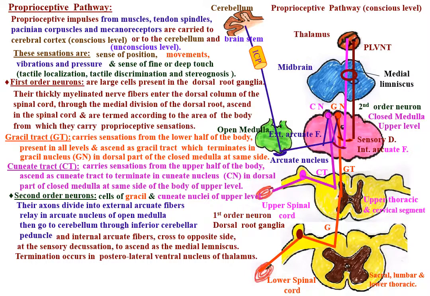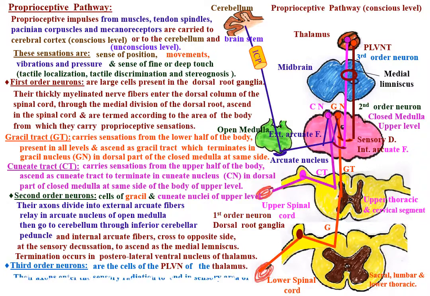Third order neurons are the cells of the posterolateral ventral nucleus of the thalamus. The axons of these cells enter the sensory radiation to end in the sensory area of the cerebral cortex.